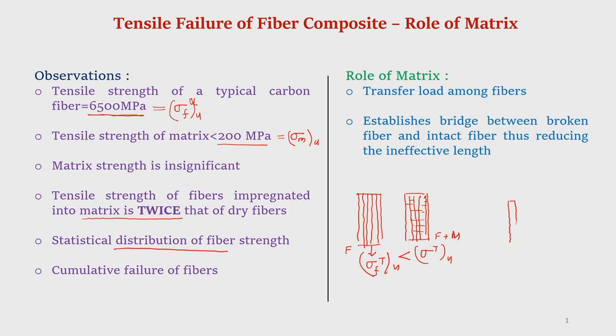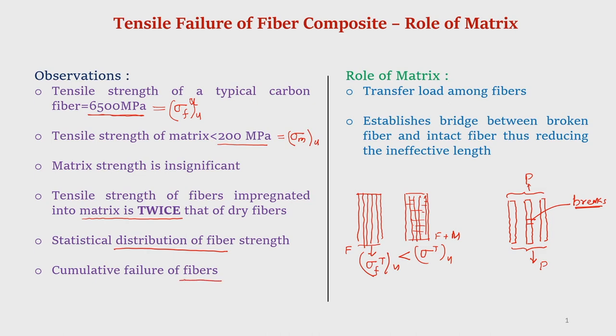Just for the sake of understanding, suppose we have say three fibers, and together they are carrying a load P, say tensile load P. Naturally, the fibers will be carrying P by 3, P by 3, P by 3, equally sharing the load. But suppose one of the fibers is weak and it breaks. Then it can no longer take part in the load bearing, and therefore the load is shared by the remaining two fibers, and naturally the remaining two adjacent fibers are now overloaded. Earlier they were carrying P by 3, now in absence of one of the fibers in the load bearing, they will be carrying P by 2 and P by 2.